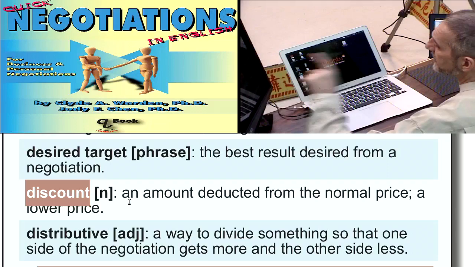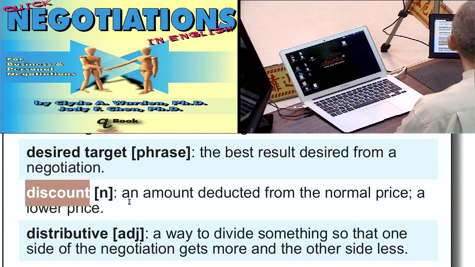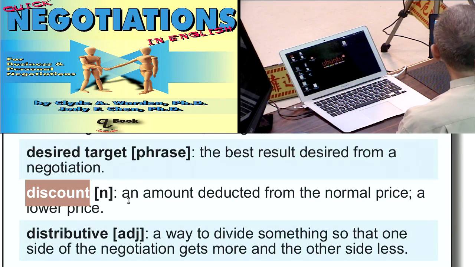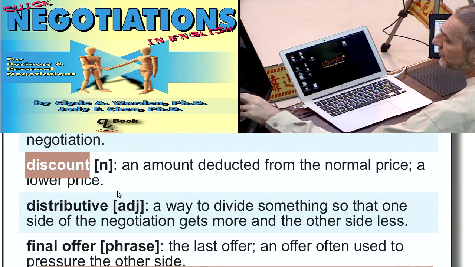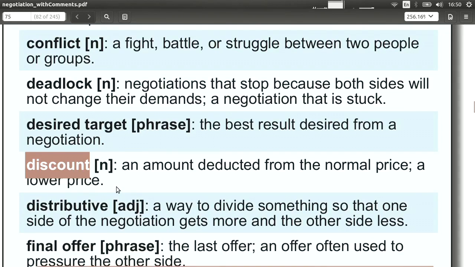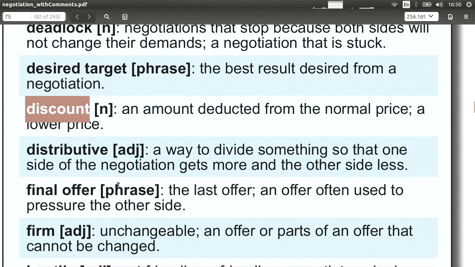Discount. Discount means that you're lowering the price or lowering something to give more to the other side, usually price. So a discount price means lower. Usually we would talk about the list price and the discount price, meaning we're giving something more to lower the price, or something in return.